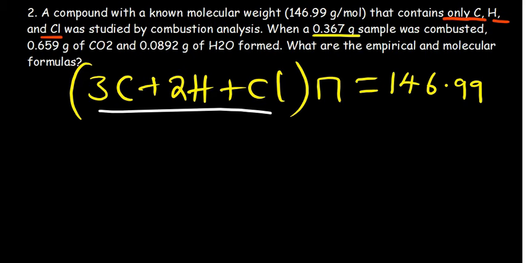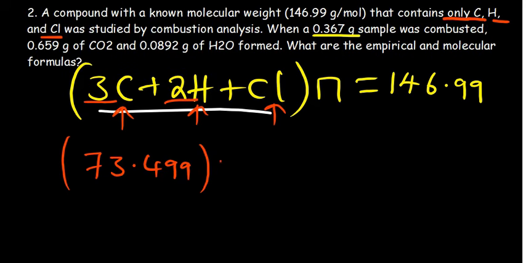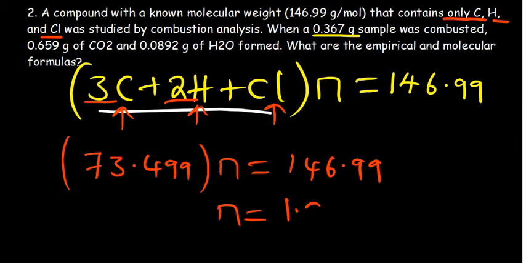Okay, so we can substitute our molar masses there. We know what they are, so I'll just go direct. So for carbon is 12.01, for hydrogen is 1.008, for chlorine is 35.453. So I'll multiply the carbon by 3, the hydrogen by 2. So the answer that I'm getting is 73.499. Of course, we have n outside, which is equal to 146.99. So we divide 146.99 by 73.499. So I'm getting a value of 1.99.